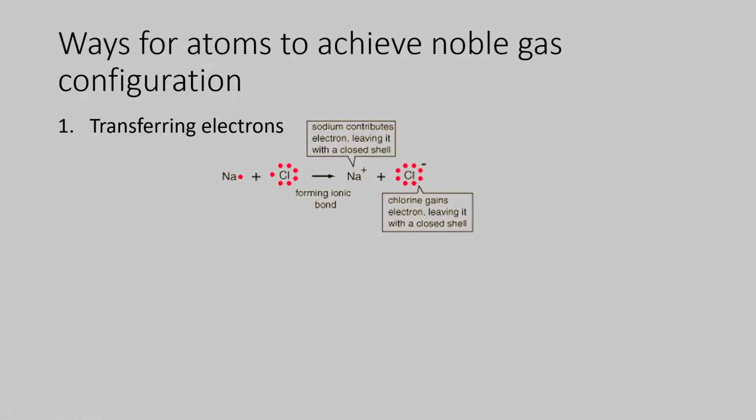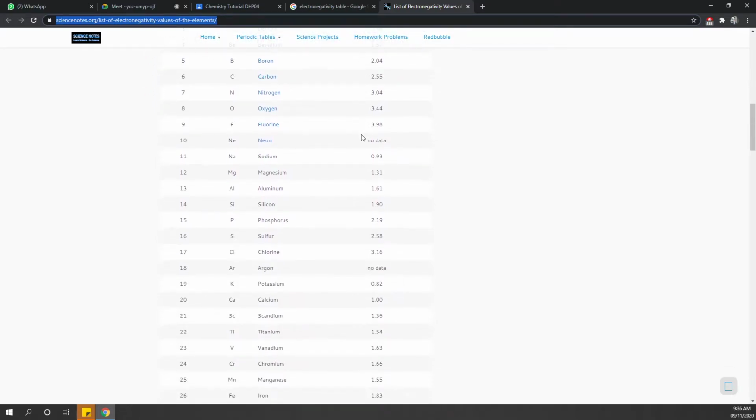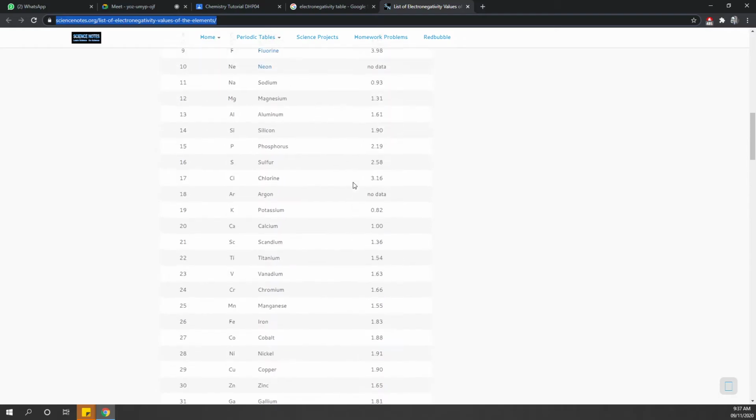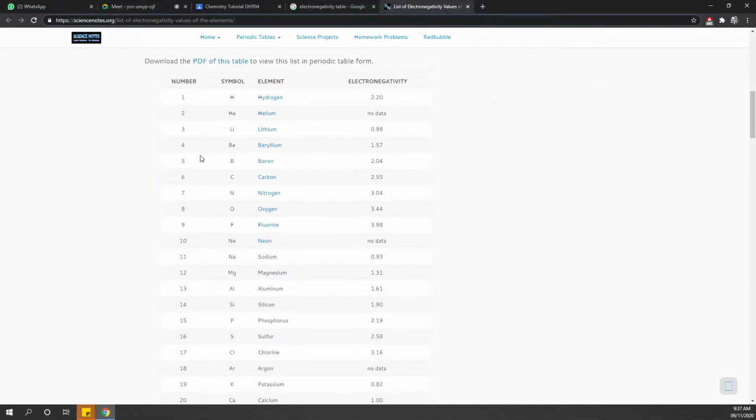Okay, buka you punya WhatsApp, kalau you tengok, nampak tak link yang saya bagi tadi? Link to website, list of electronegativity values. Okay, nampak tak? Dekat sciencenote.org.